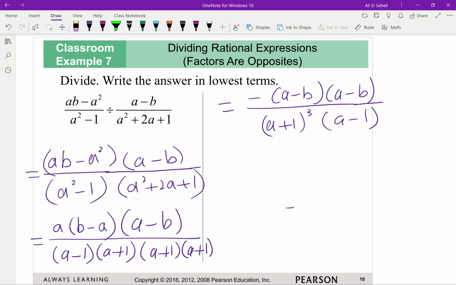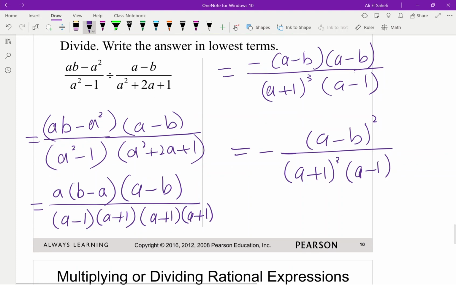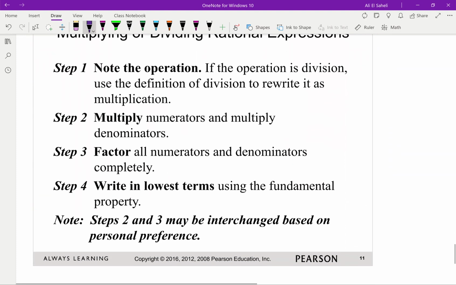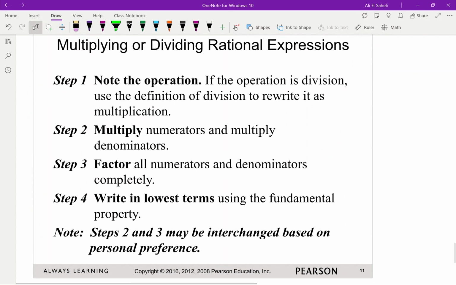Okay, finally, the numerator becomes minus a minus b squared, a plus 1 cubed, a minus 1. This is a summary guideline for multiplying or dividing rational expressions.